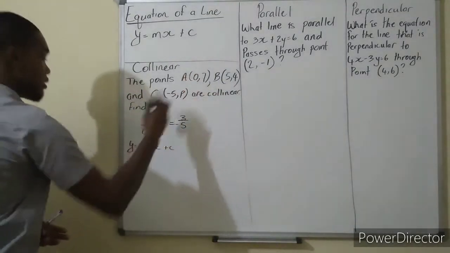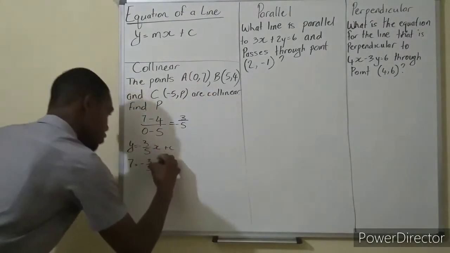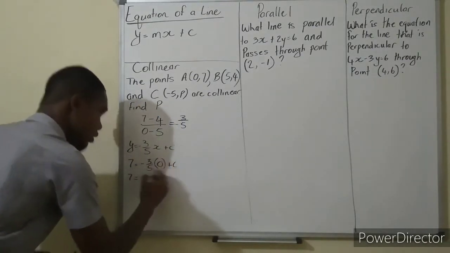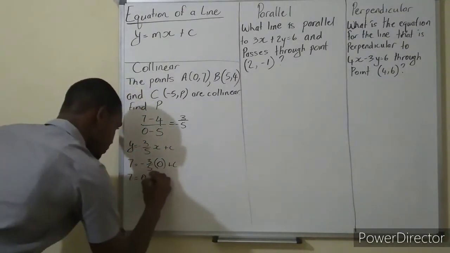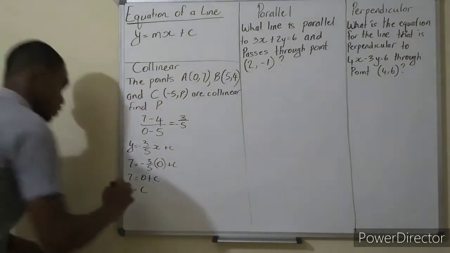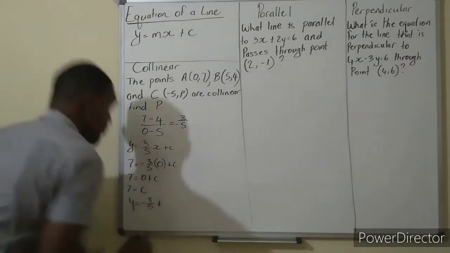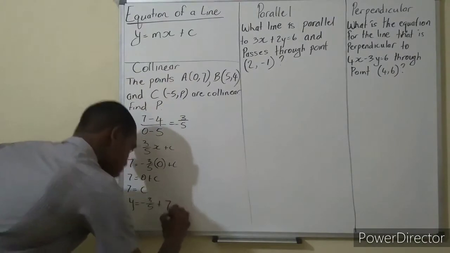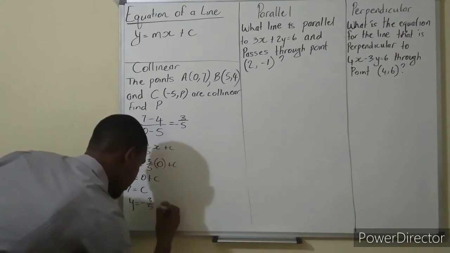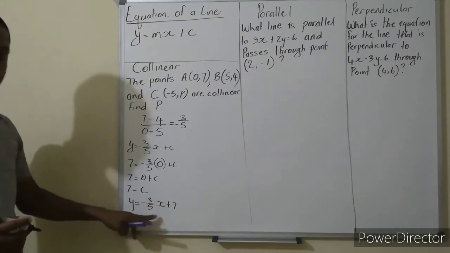So y in this is 7, equals negative 3 over 5, x is 0, plus c. So 7 equals 0 times negative 3 over 5, which gives you 0, plus c. So 7 is equal to c. So c is 7. So the equation of the line here says y equals negative 3 over 5 x plus, and you replace your c with the 7. Oh, I missed the x. So that's the equation of the line: y is equal to negative 3 over 5, which is your gradient, x plus 7.